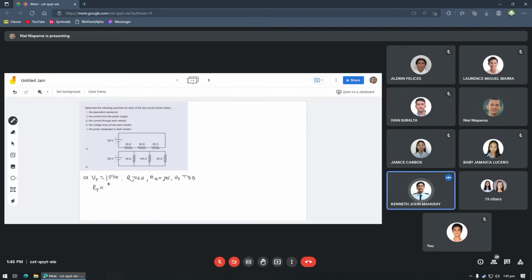R1 plus R2 plus R3, sir. So again, in series, we will directly add the total resistance, all the resistances. How much is it, adding all of this? 100, sir. Okay, so we have 100 ohms.